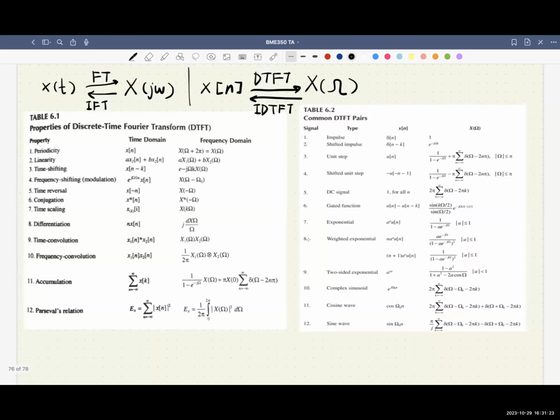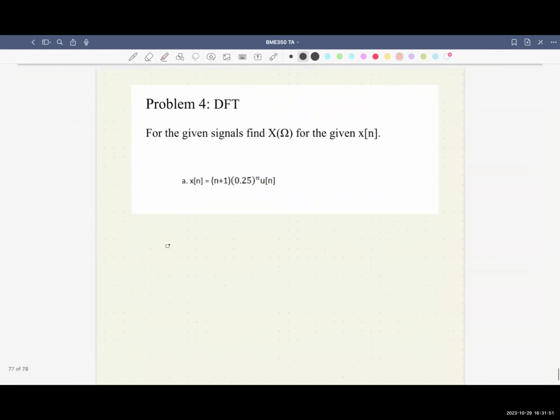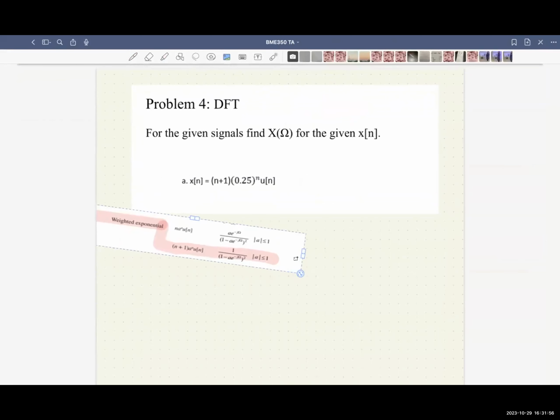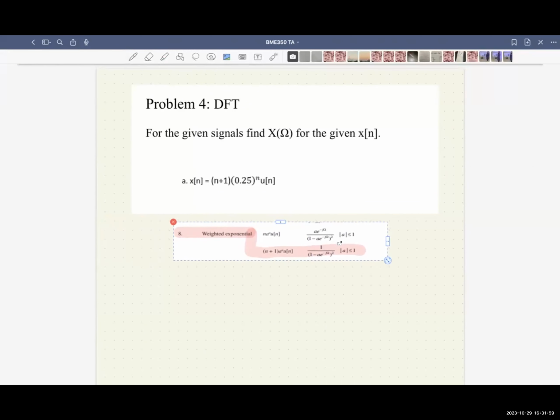If we look at number 8 of the weighted exponential here, we're gonna have something like (n+1) times a to the power of n times u[n], which is similar to what we want. I'm gonna snip this and take it with me here. Okay, so this is the pair. Sorry, I keep calling it a property, but this is from the pair table. This is the thing we're gonna use.